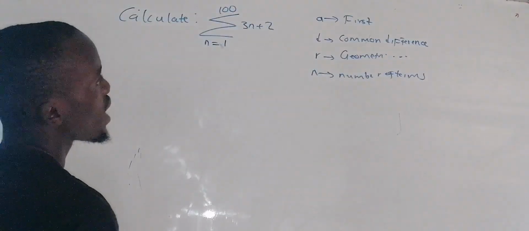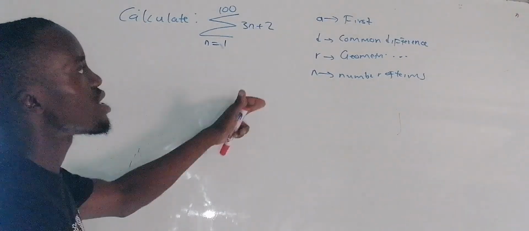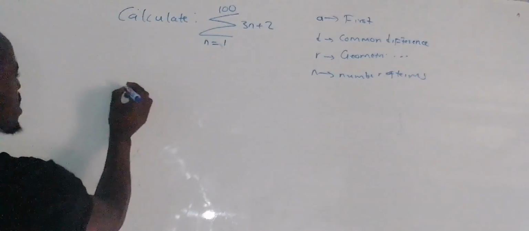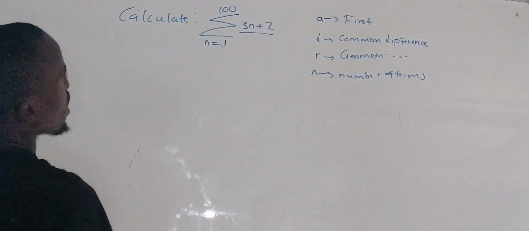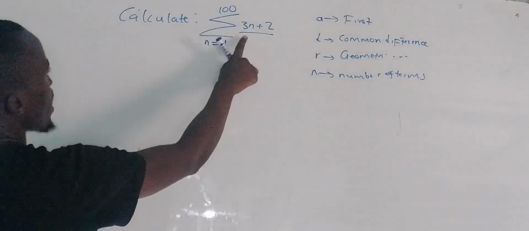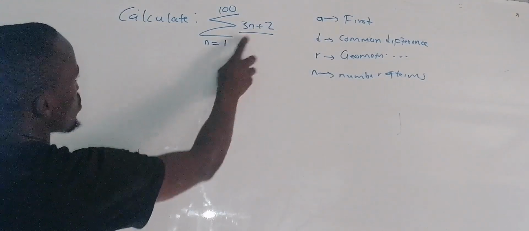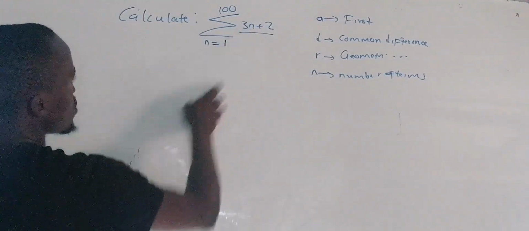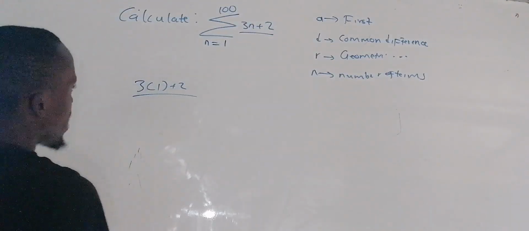So how am I going to get the first term? I have to generate the series. Since I have the general term here, I can use it to get the series. It will be 3n plus 2. When there's n, I put 1, since it starts at 1. But if it started at 2, I would put 2. So 3 times 1 plus 2 gives 5 as the first term. Just generate 4 terms.